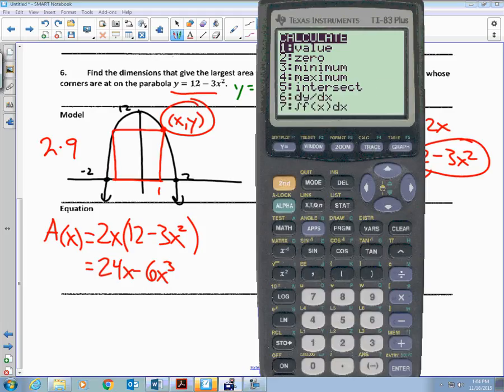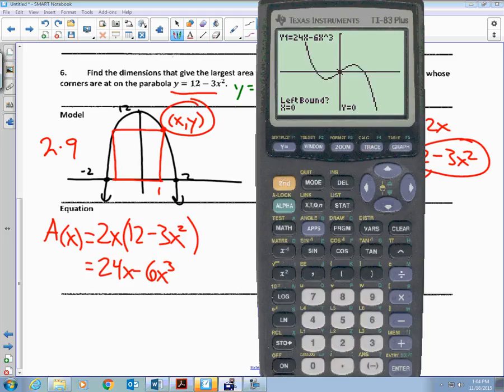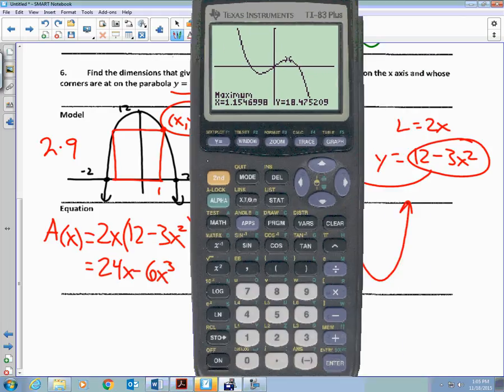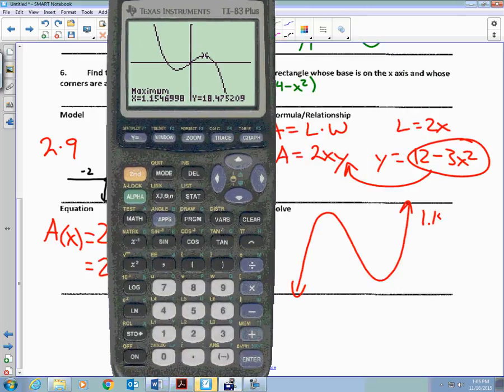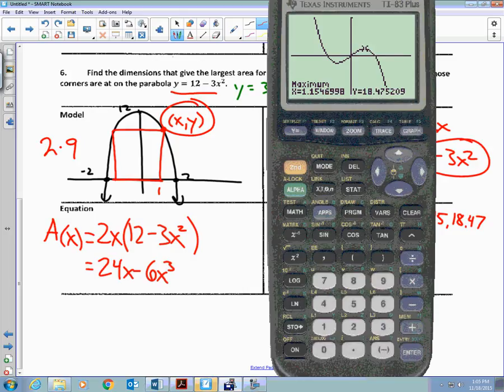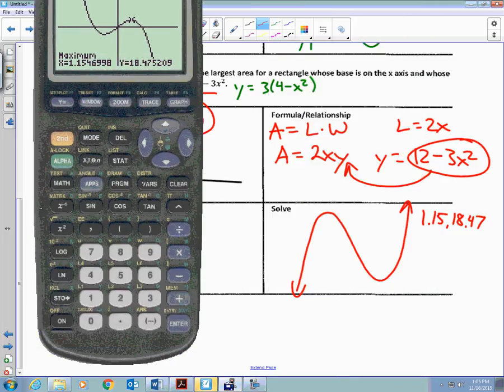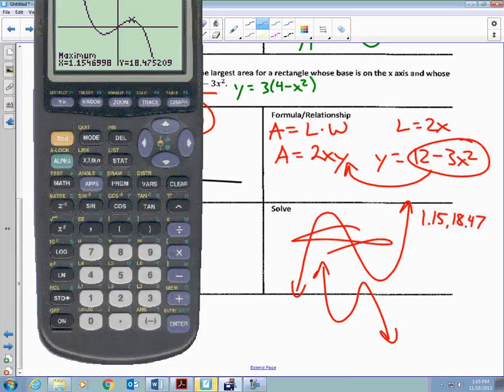So I can calculate, and we go to maximum, and I make sure that I'm to the left, and now I move to the right. And that happens at 1.15 and 18.47. Oh, whoops, I'm sorry. It's a negative 6x to the third, right? See the minus 6x to the third? I'm sorry, I messed that up. I should have drawn it like this. I just forgot. I was thinking ahead, sorry. So the maximum occurs at 1.15, 18.47.